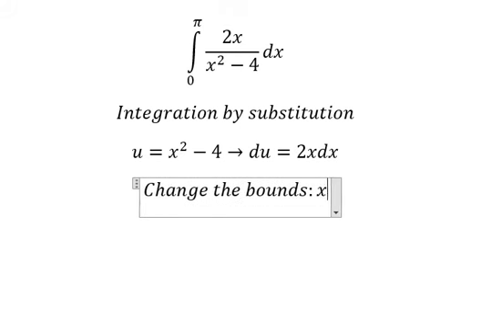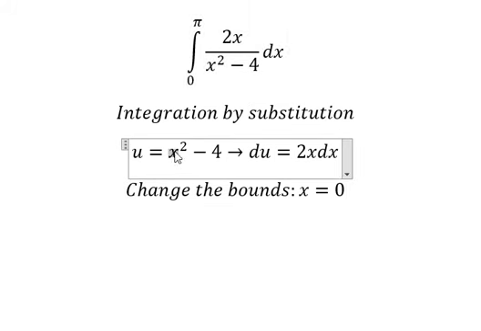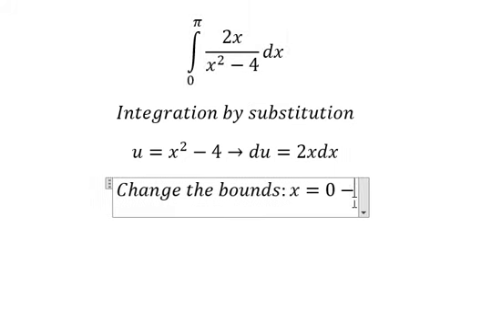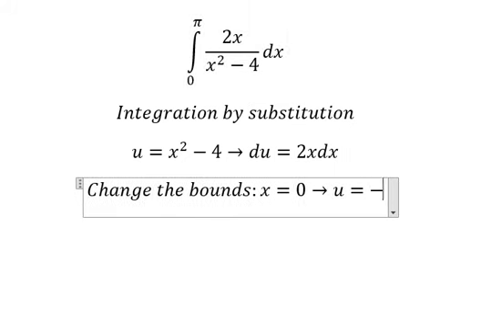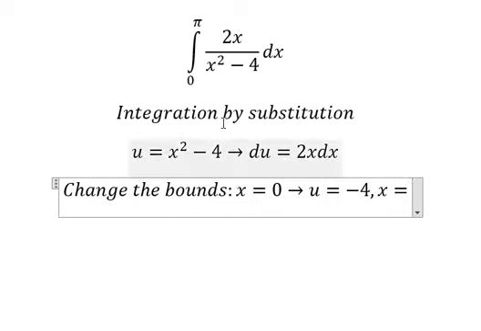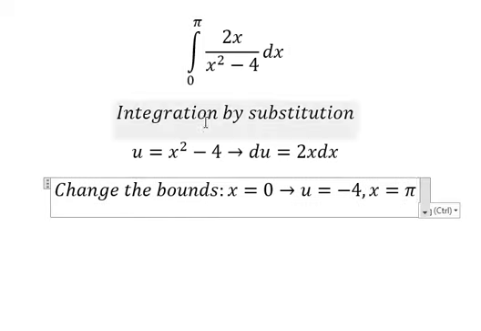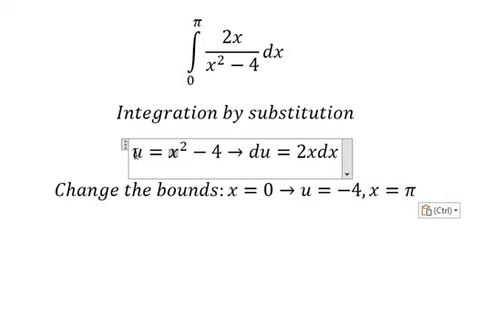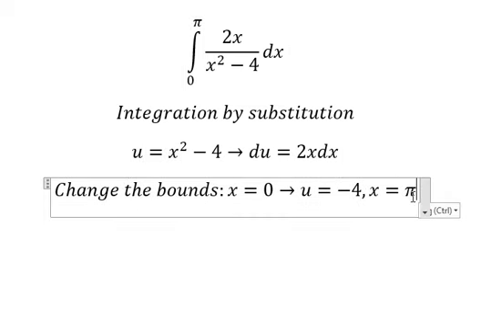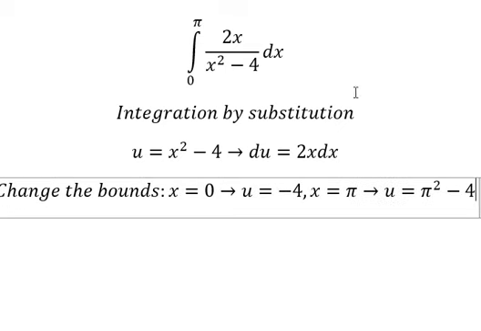So when s equals 0, we put 0 here, and we get u equals negative 4. When s equals b, we put this one here to find the value of u. So u equals b squared minus 4.